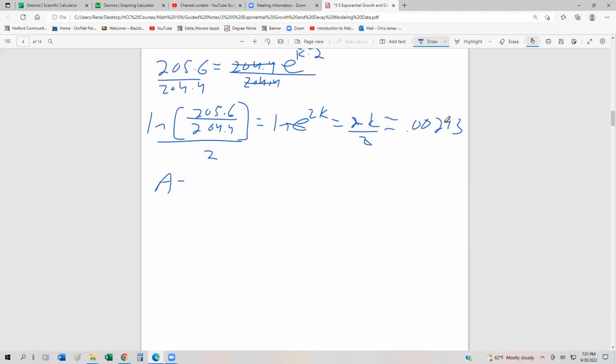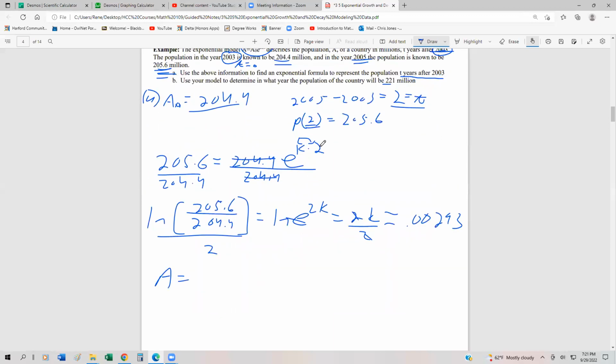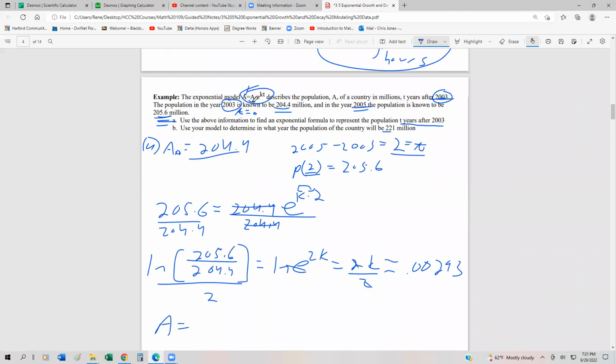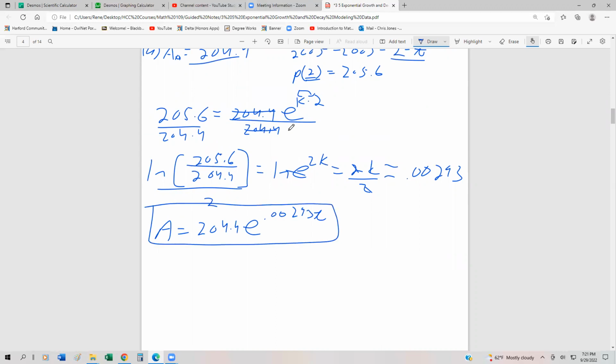Okay, so our A is going to be equal to, remember we said that A sub 0 is 204.4, so we're just plugging it back in here. That's going to be 204.4 e to the kt. So that's 204.4 e to the 0.00293t. So this is our model. Okay, that answers part A.